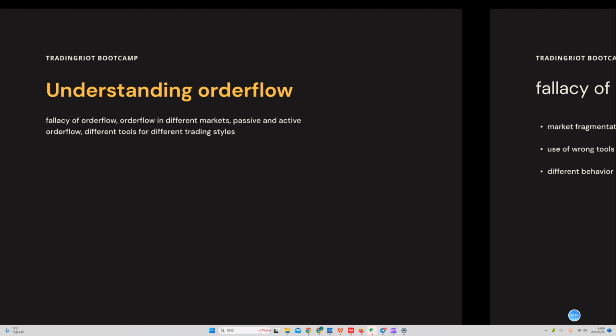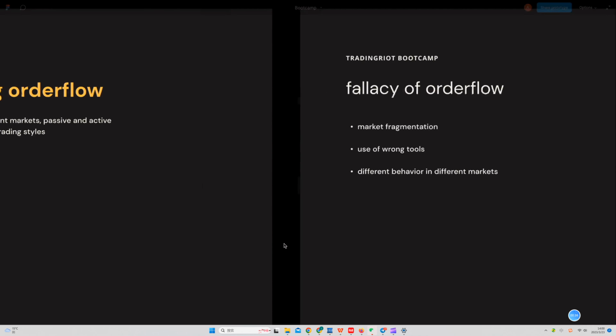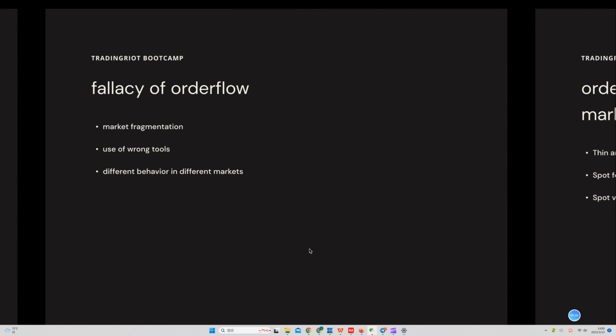So, first of all, the fallacy of order flow. Unfortunately, a lot of people who are selling courses about order flow tend to present it as any sort of a holy grail to trading. It is what it is, but this thing really became quite a popular thing to sell, and people charge thousands of dollars for any kind of courses. They even mention the order flow.